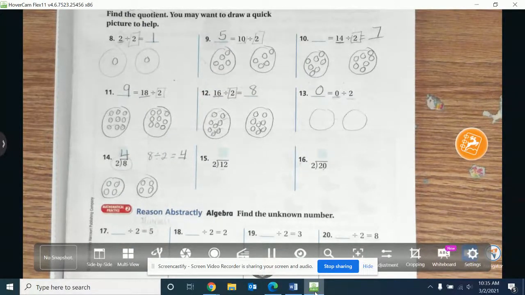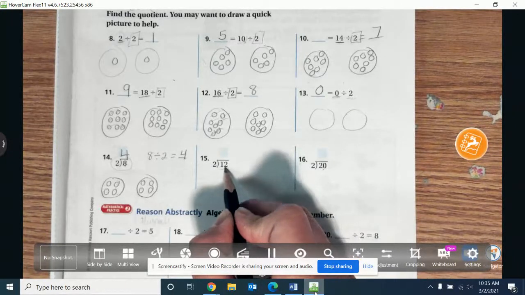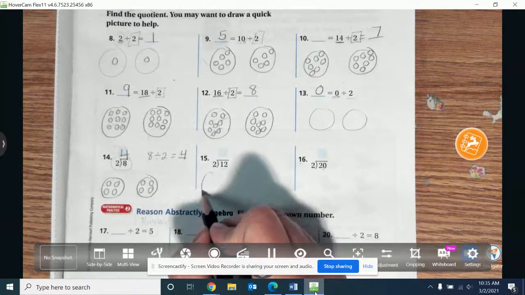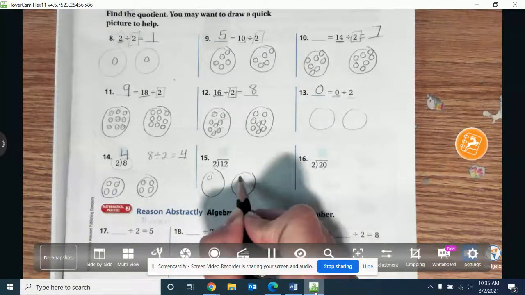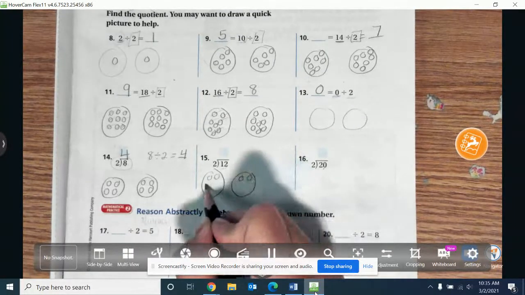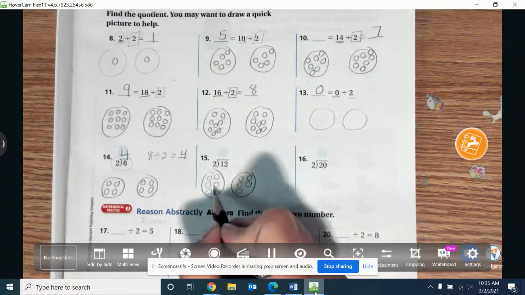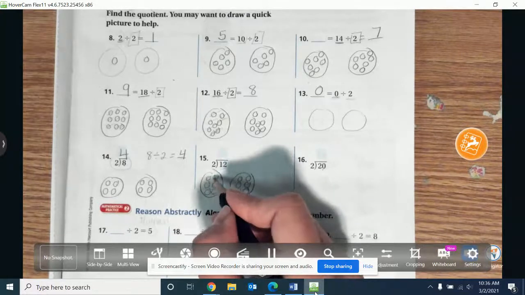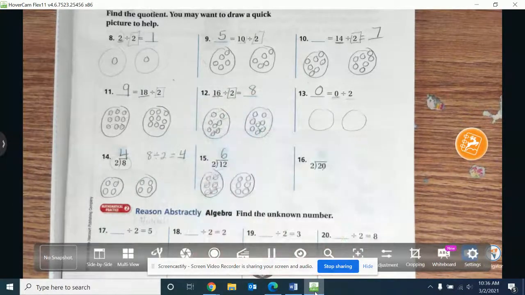Let's try 15. Again, inside the box is the larger number. That's the total. Outside of the box is the groups. 2 groups. 12 total. 1, 2, 3, 4, 5, 6, 7, 8, 9, 10, 11, 12. Stop at 12. How many did we end up doing in each group? 1, 2, 3, 4, 5, 6. The answer is 6.